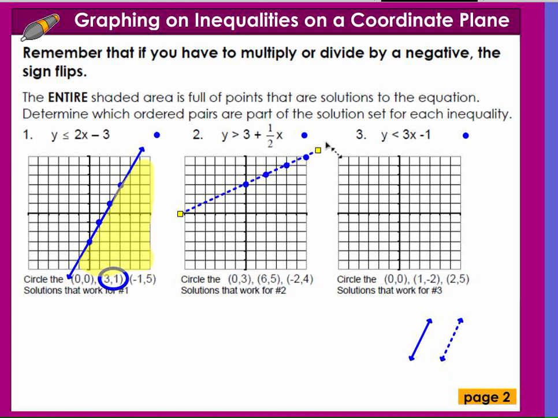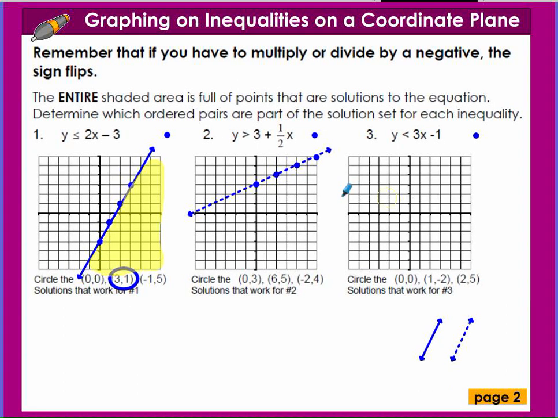All right, now the last part is the shading. The shading says above. If you notice, this line isn't as steep as the first one was, so it's easy to see what's above and what's below. Here's the above side. This is above. There you go. So it's a broken line.